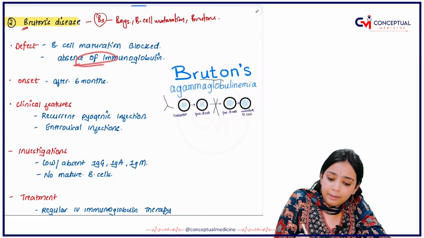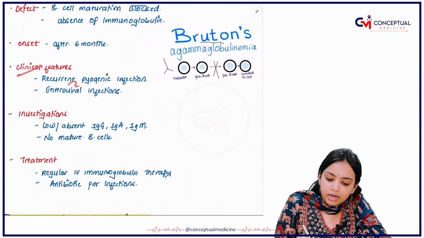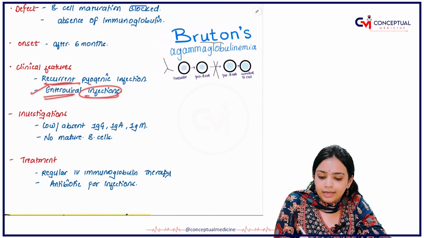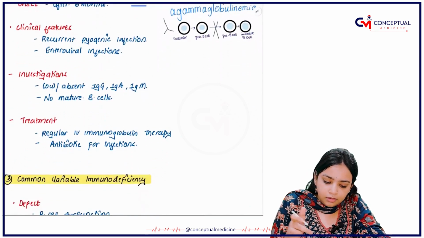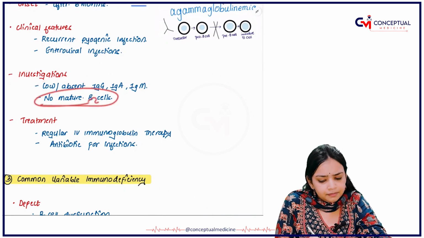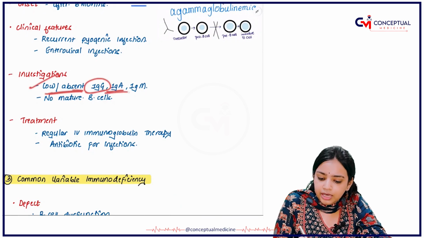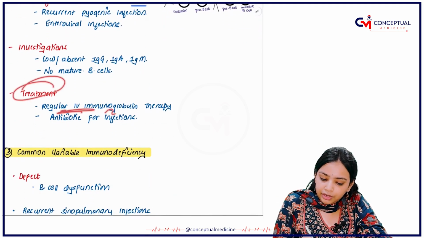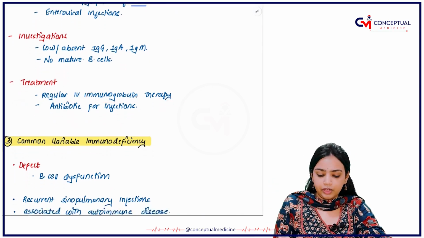Okay, so there is absence of immunoglobulin, and the clinical features that we are able to see are enteroviral infection and the recurrent pyogenic infection that is there in the Bruton's disease. Investigations that we will do, in the investigation we are able to see there are no mature B cells, there is low or absent IgG, IgA or IgM. In the treatment you will give the regular IV immunoglobulin therapy and antibiotics you will give for the infection.